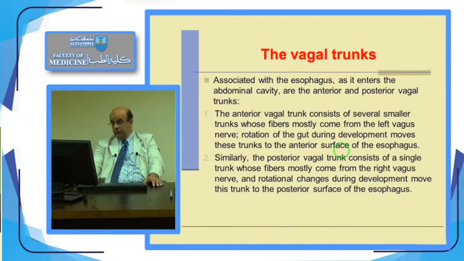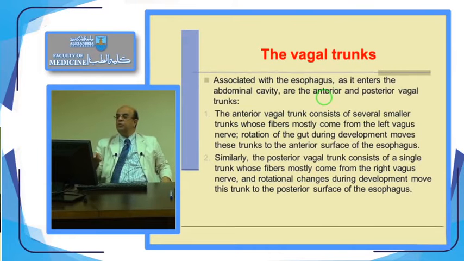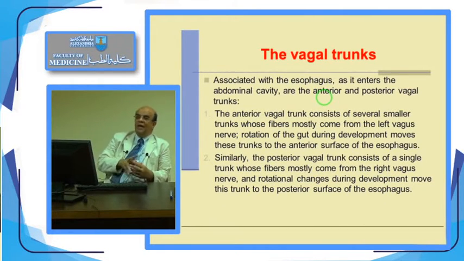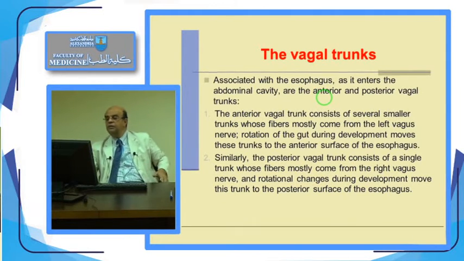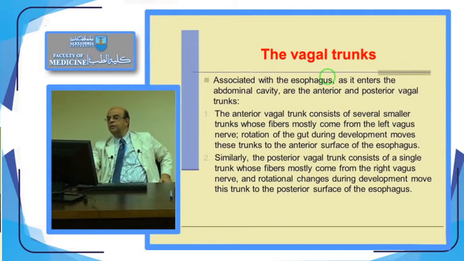The vagal trunks. Associated with the esophagus as it enters the abdominal cavity are the anterior and posterior vagal trunks. The anterior vagal trunk consists of several smaller trunks whose fibers mostly come from the left vagus nerve, and rotation of the gut during development moves these trunks from the left side to the anterior surface of the esophagus. The posterior vagal trunk consists of a single trunk whose fibers mostly come from the right vagus, and also rotation during development moves this trunk to the posterior surface of the esophagus.